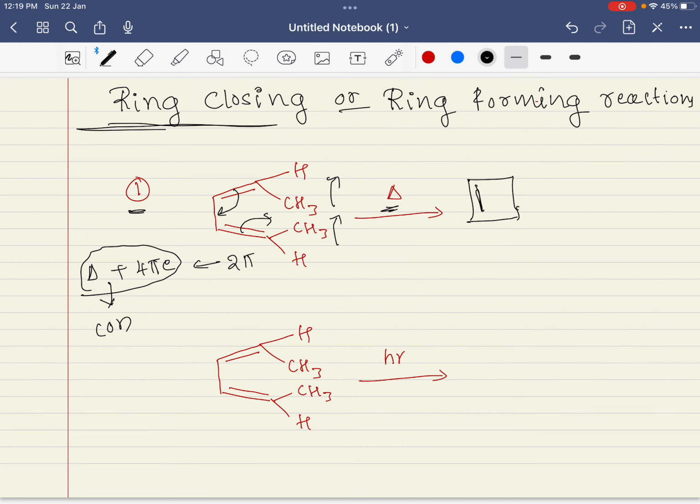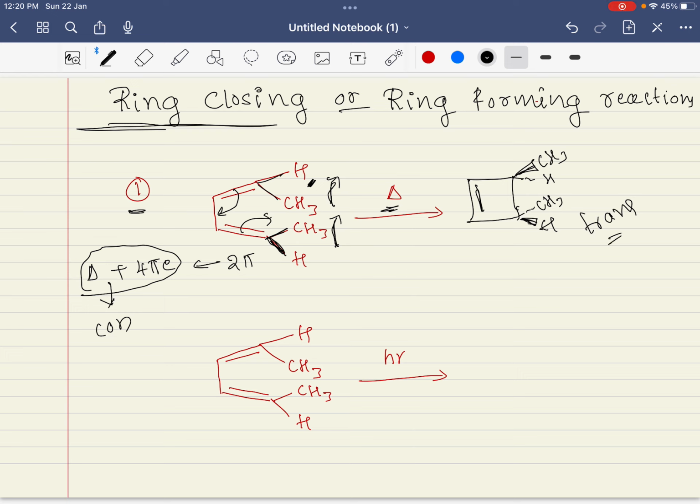Here the standard assumption is that these are on the plane of paper. When we flip in this direction, H comes above and CH3 goes below. Here if we move in this direction, these two groups, H come above and CH3 come above and this H comes below. The stereochemistry here is trans.